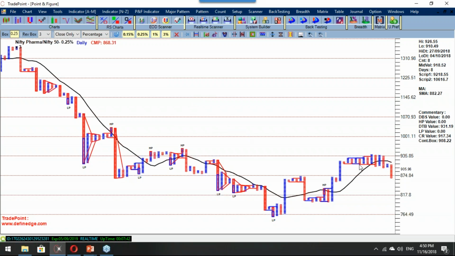So if you notice here, we had a lot of consolidation, and it's a clear breakdown in the relative strength chart of Nifty Pharma versus Nifty 50. Yeah, overall banking looks interesting, both public sector and private sector.